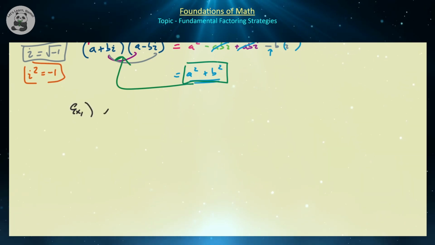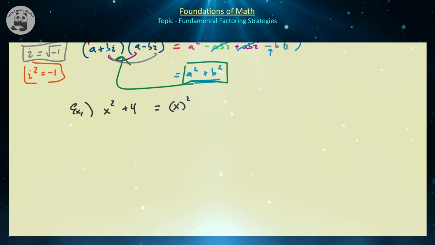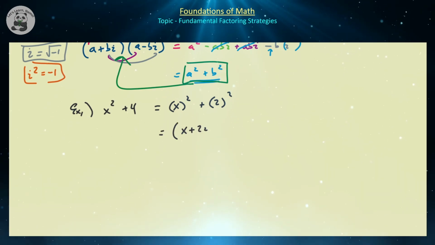Example 1. Suppose I have x squared plus 4, which we already know is just going to be x squared plus 2 squared. So this is the sum of squares, therefore we can factor it over the set of complex numbers, in particular x plus 2i times x minus 2i, and that's all.